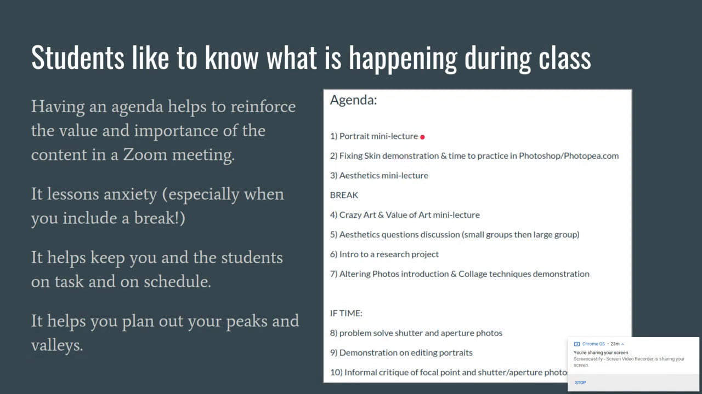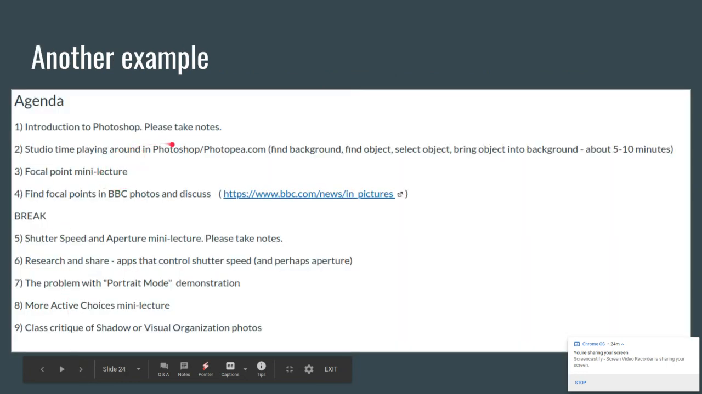So a little mini lecture about portraits, then a fixing skin demonstration in Photoshop and giving them time to practice. So that goes kind of up and down. And then maybe another little mini lecture, just about 5 minutes long. Then take a break. We'll talk about that in a second. And then another little mini lecture, and then group discussion, small group, and then large group, and then give them an introduction to a research project, and then they maybe start working on it. And you can always put "if time" items, so you have some other things to do, even if you end early.